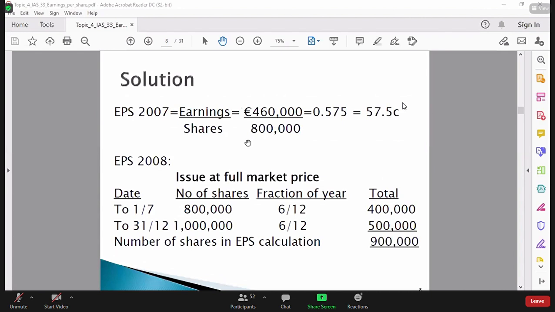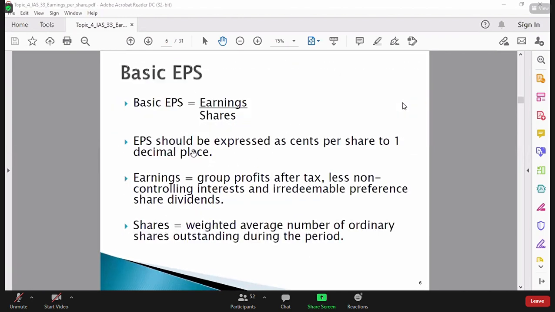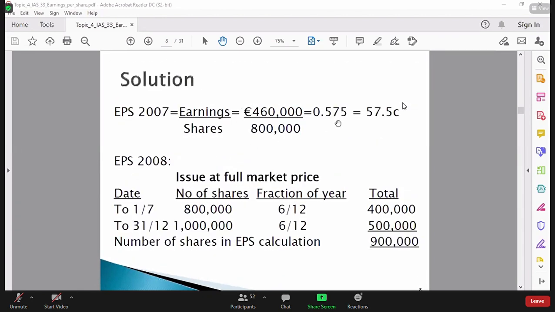Remember, you said 0.575 for EPS 2007, am I right? But remember, you have to multiply by 100 to get what the question says: EPS should be expressed as cents per share to 1 decimal place. So if you answer 0.575, you have to deduct marks. Do you understand, class? Yes, madam.